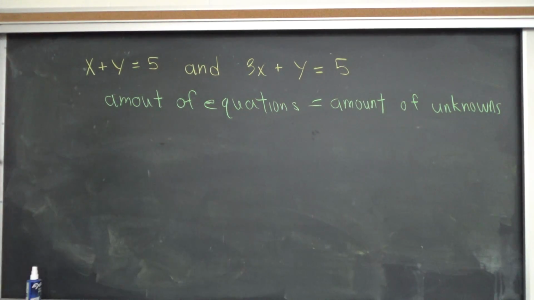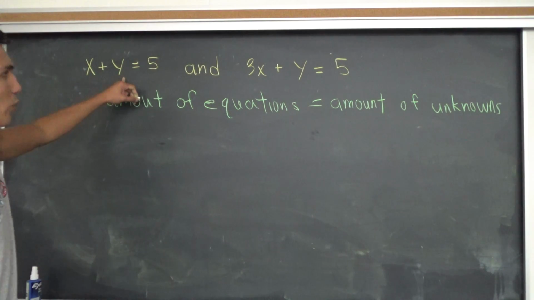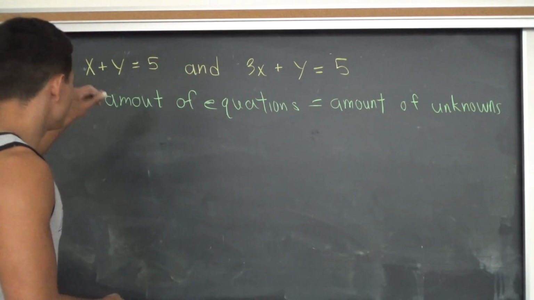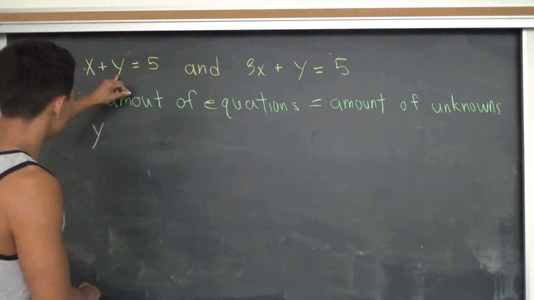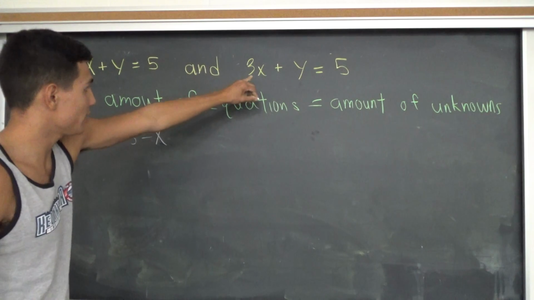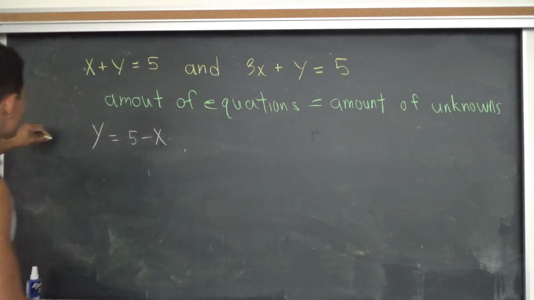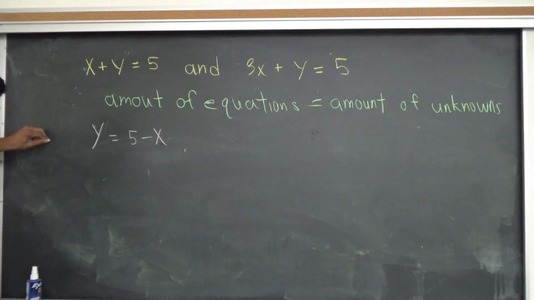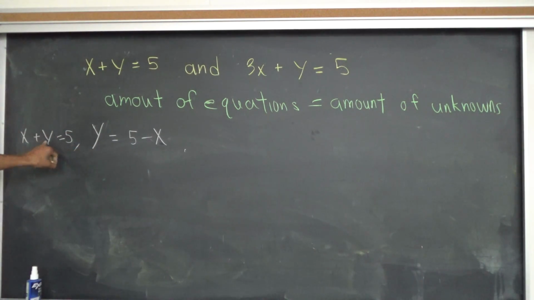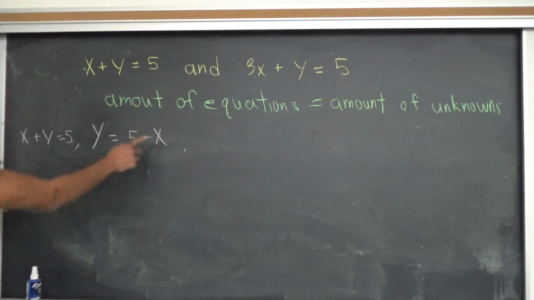Okay, so there's multiple ways to solve this. Now what I like to see is that we have a y by itself and we have a y by itself, meaning that there's no coefficient next to it. So we can write the first equation as y is equal to 5 minus x. This comes from x plus y equals 5. So all we did is just rewrite it, putting the x on the other side.